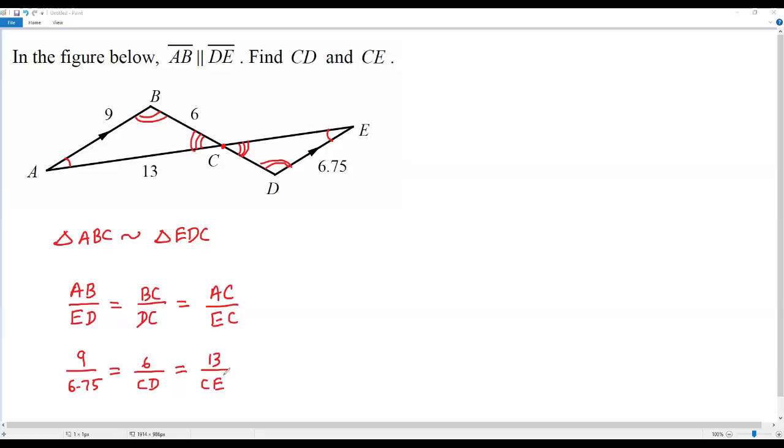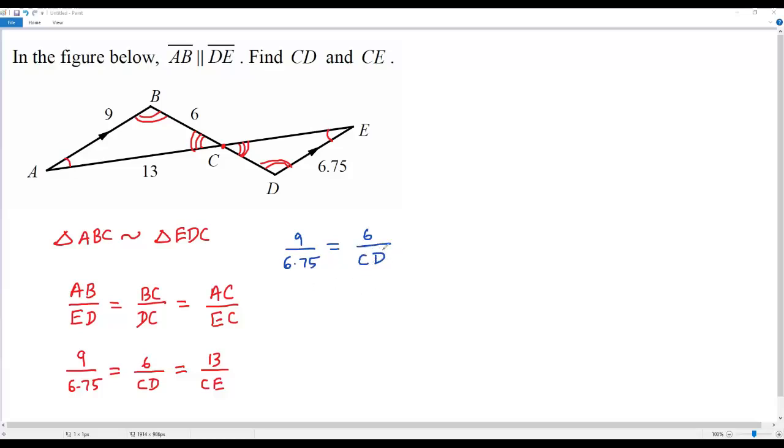Here in these three ratios, only in the first ratio do I know both numerator and denominator. In the second ratio I do not know the denominator CD, and in the third ratio there is an unknown quantity, CE. Since these three quantities are equal, we can equate any two of them. First let me equate the first and second quantities so that I can solve for the length of CD. So I equate 9 over 6.75 equals 6 over CD.